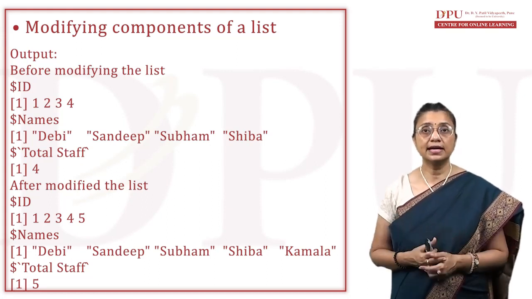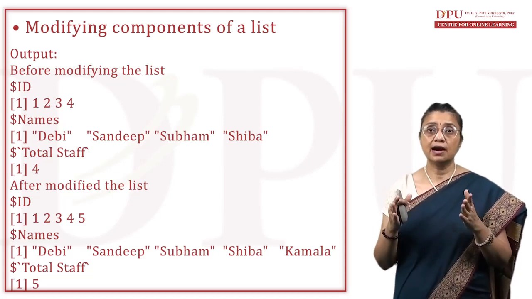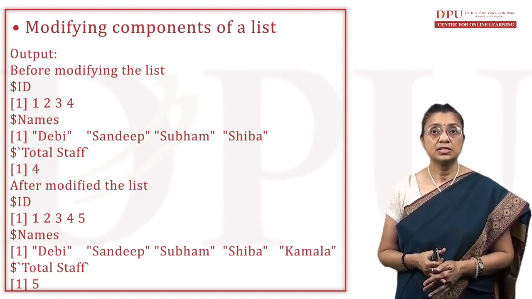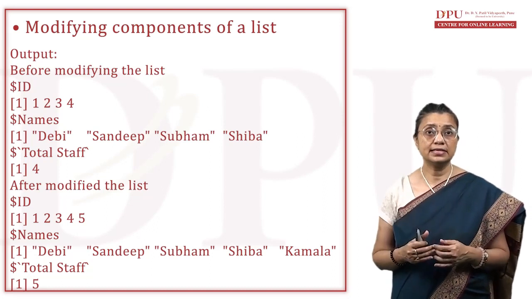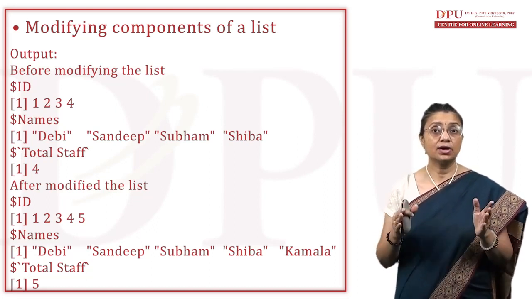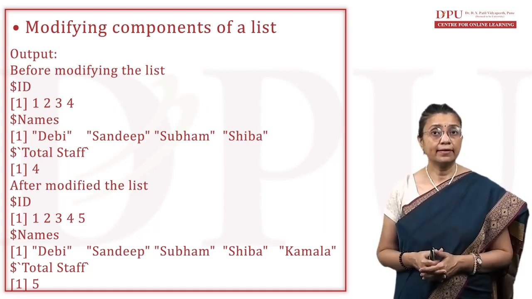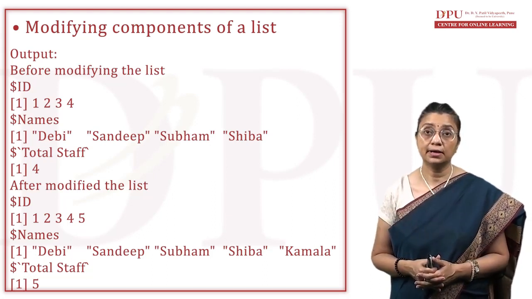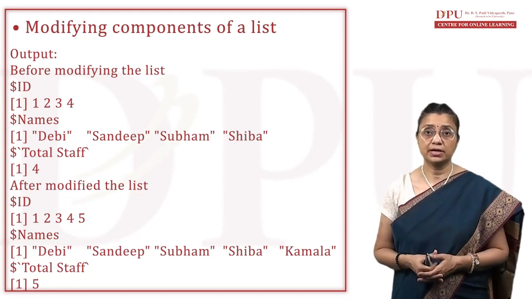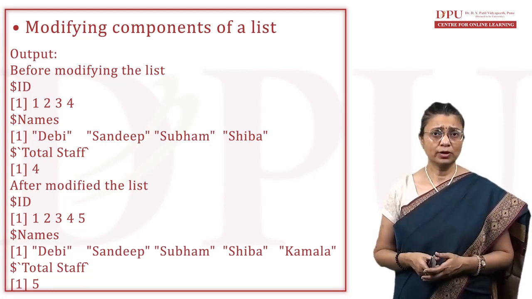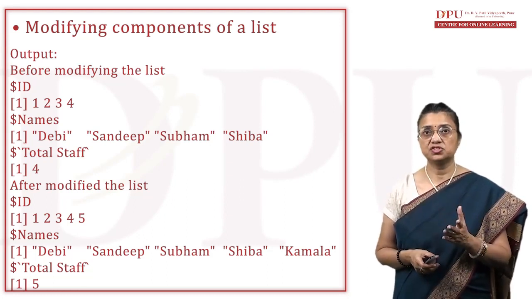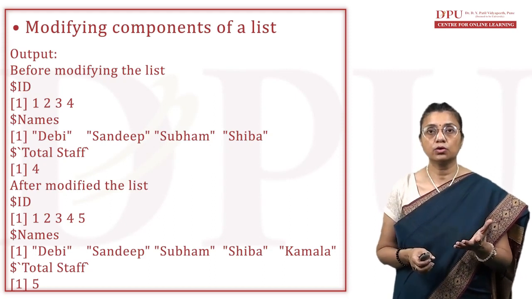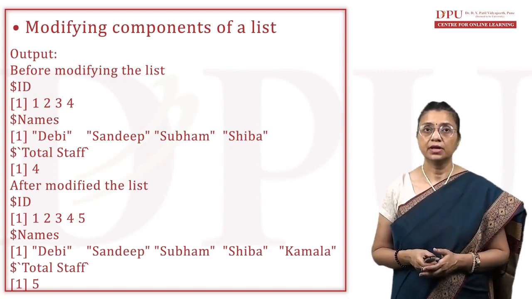On the right hand side, after the modified list, if you see the $ID, I get 1, 2, 3, 4, 5. And for dollar names, I get Devi, Sandeep, Shubham, Shiba, and Kamla. And the total staff becomes 5. So you can see the values that I have changed, which you can see in the red color in the code, that is reflected in the output.